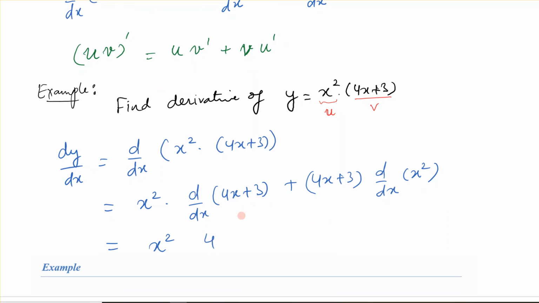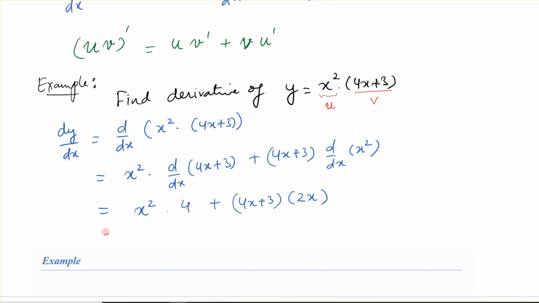So 4 plus 0 is just 4, plus (4x plus 3) as it is, and then the derivative of x squared is 2x. We can simplify this further. We get 4x squared plus 8x squared, and then 3 times 2x is 6x. So we get 12x squared plus 6x as the derivative of this given function. So this is our product rule.